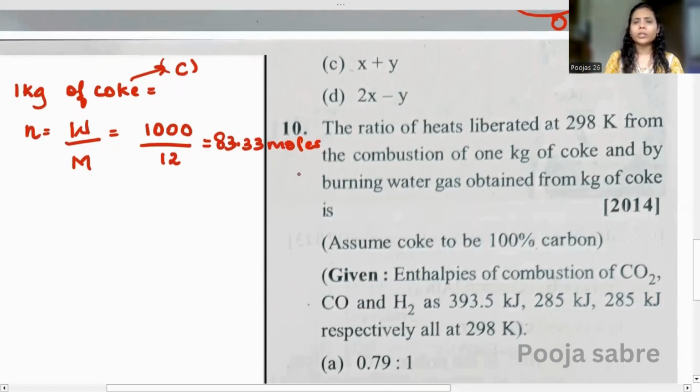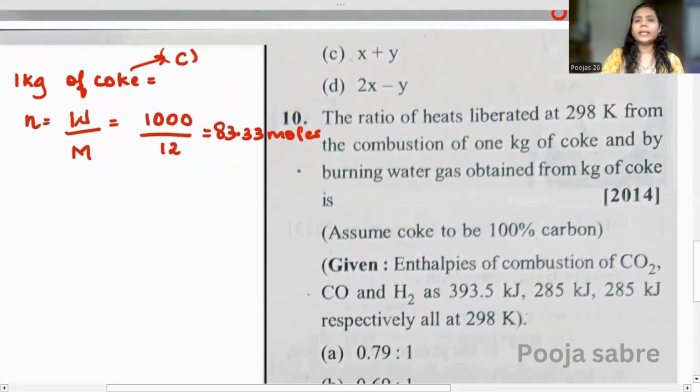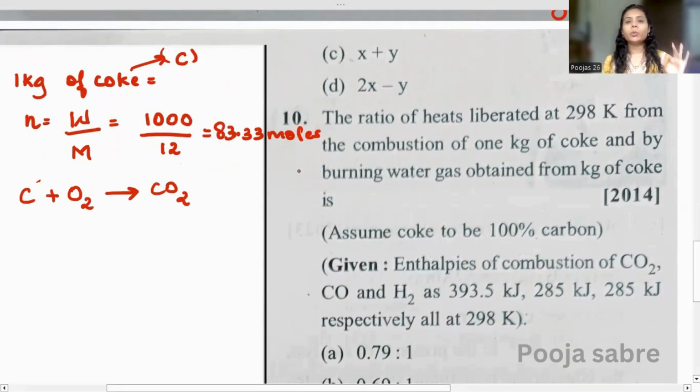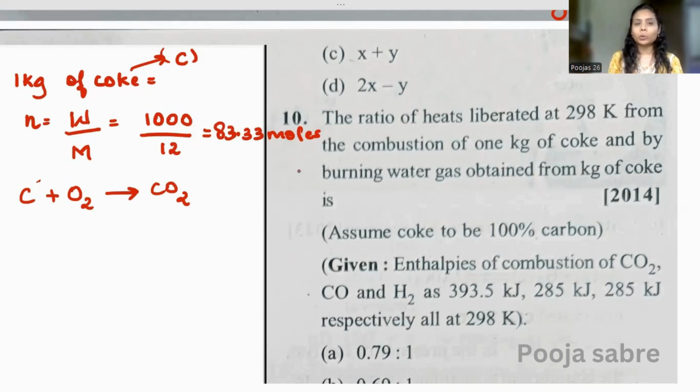Next thing is, now the question is, the ratio of the heats liberated at 298 Kelvin from the combustion of 1 kg of coke. Now, what is basically combustion of coke? So, combustion of coke is nothing but if I add carbon and then oxygen, I will be getting CO2. Always remember, whenever you come across the word combustion, combustion is nothing but the reaction with oxygen in order to get us what? Carbon dioxide. Clear? And in some of the cases, you can also find the water molecule present on the product side. It totally depends on what constituent particles are reacting. Now, this is C plus O2 giving us CO2.